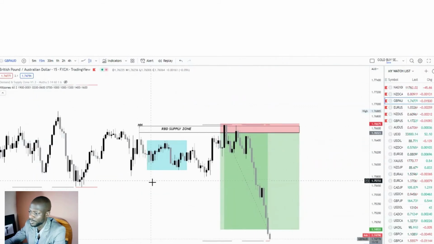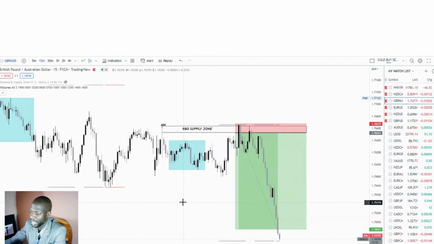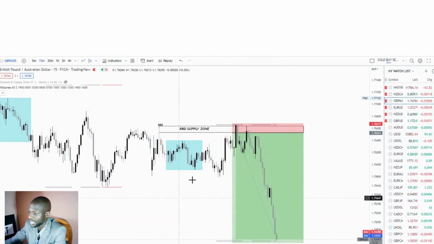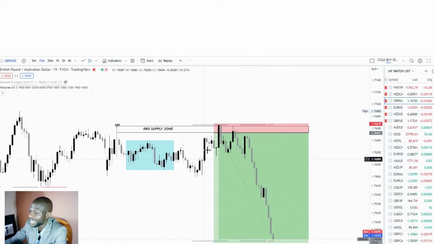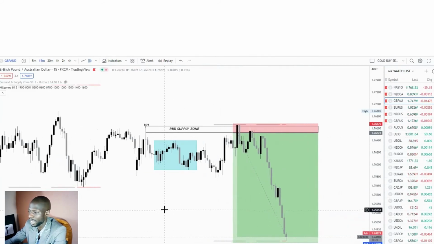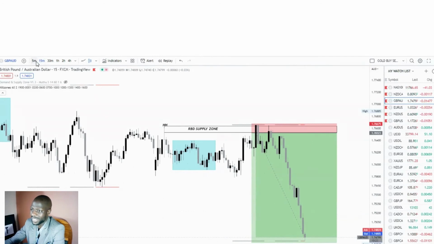So we have a rally-based drop supply zone. Okay, and guess what price does? Price took out the low of the Asian range, and then took out even the high of the Asian range, and then the market literally just came into our rally-based drop supply zone with this big bullish momentum candle into our area. And guess what happens? Price dropped, pushed back to grab more liquidity, and then price dropped even further. Absolutely amazing.